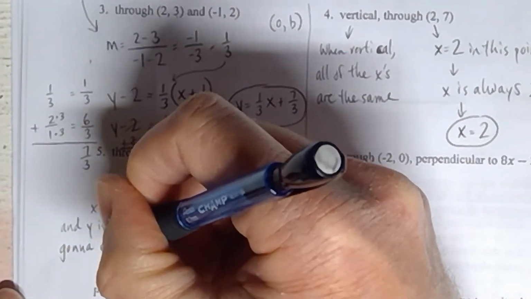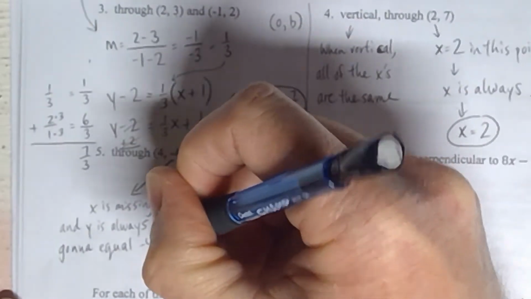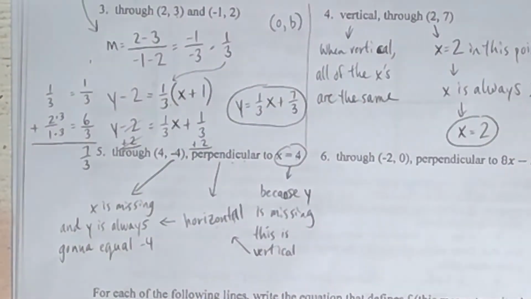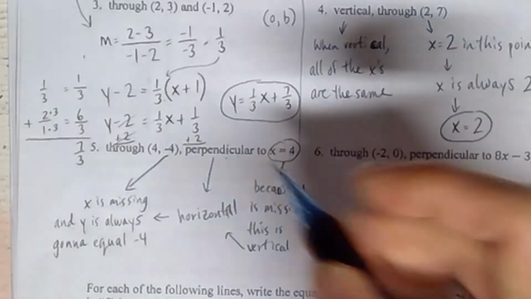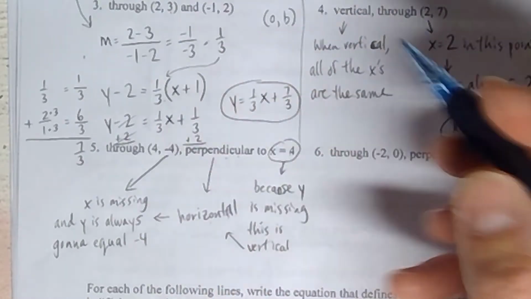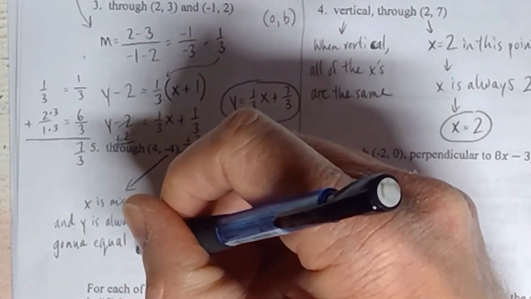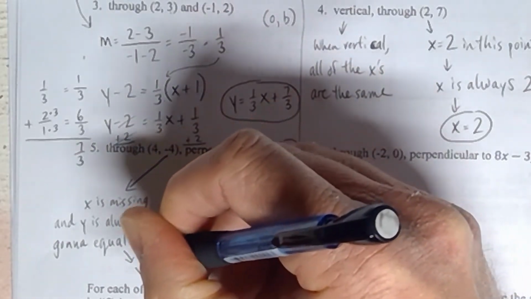-4. Remember in the last problem I said that the x's are always the same if it's vertical? Well, when it's horizontal, the y's are always going to be the same. So all you got to do in order to find the final answer is take the one point that they gave you, take the y value there, which is -4, and that becomes your final answer, y equal to -4.